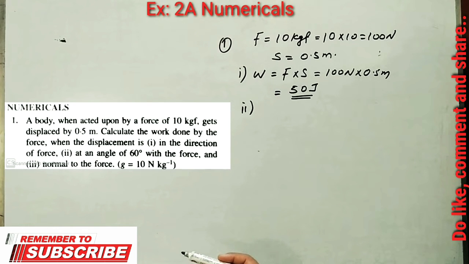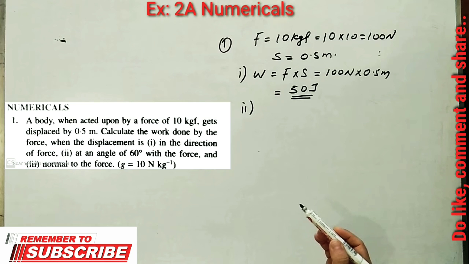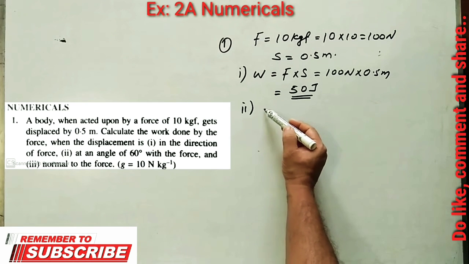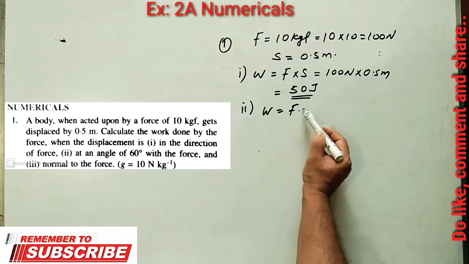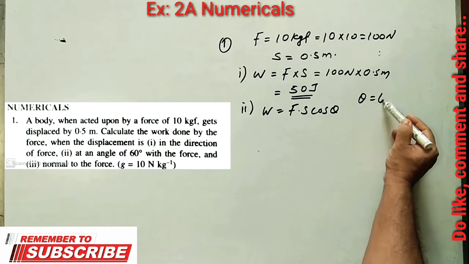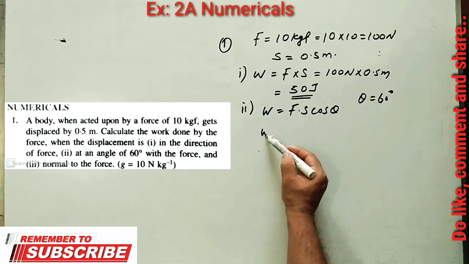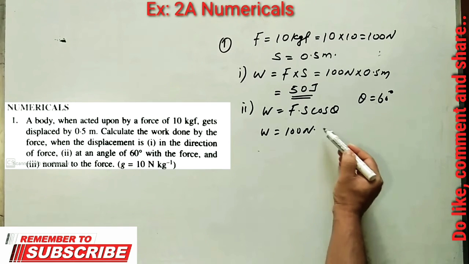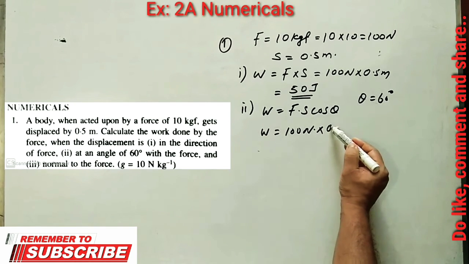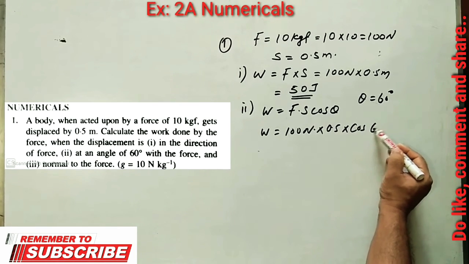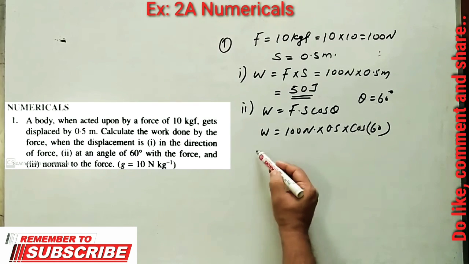At an angle of 60 degree. So work done is at an angle of 60 degree. When the force is at an angle of 60 degree, what is the formula used? W is equal to Fs cos theta, where theta is equal to 60 degree. Alright. So W is equal to force. What is the value of force? 100 Newton into, what is the displacement? 0.5 into cos 60. What's the value of cos 60?